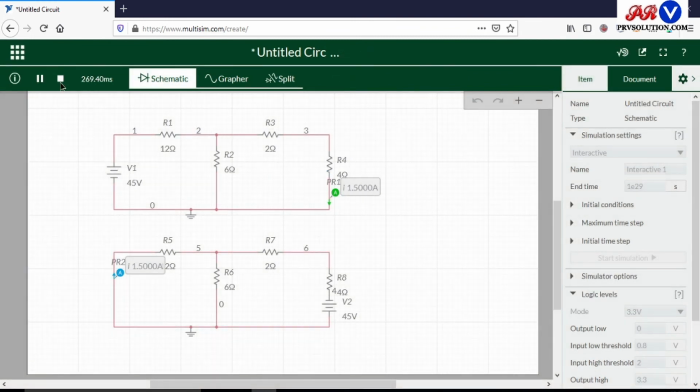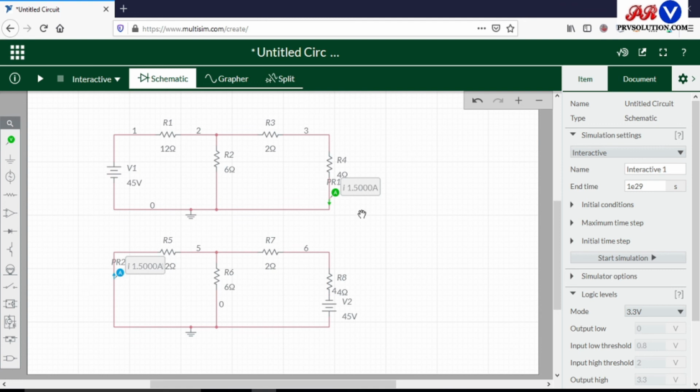So we can see that the value of current in both cases is the same. In this case, the excitation to response, or response to excitation ratio, in both cases, here 45 volt by 1.5, and here I am also getting 45 by 1.5. So this must be the same in both cases. So this is the proof of reciprocity theorem.